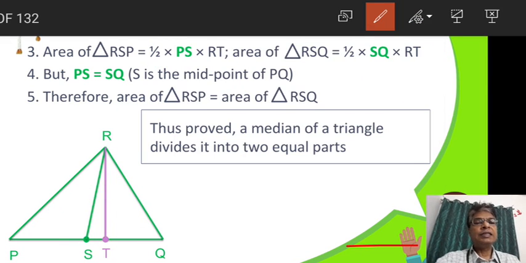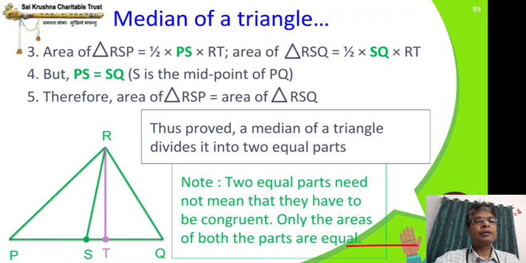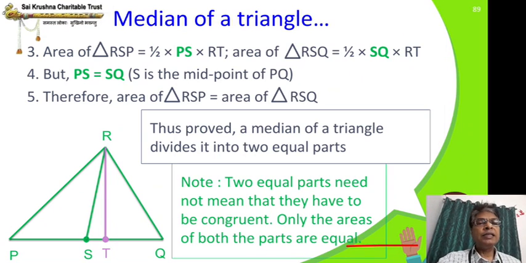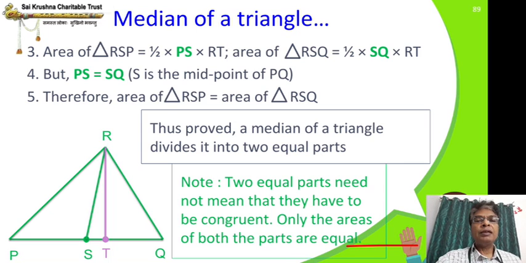One important point you can see here: two equal parts need not mean that they have to be congruent. So these two triangles are not congruent, only the areas of both the parts are equal. There is one common side RS, but the angles are different. PS and SQ are equal, RS is common, but PR and RQ need not be the same. If they are the same, then they are congruent, but they are not the same, but the areas are equal. So that is why a median divides a triangle into two equal parts. Now you can note down the steps and then go to the next page.